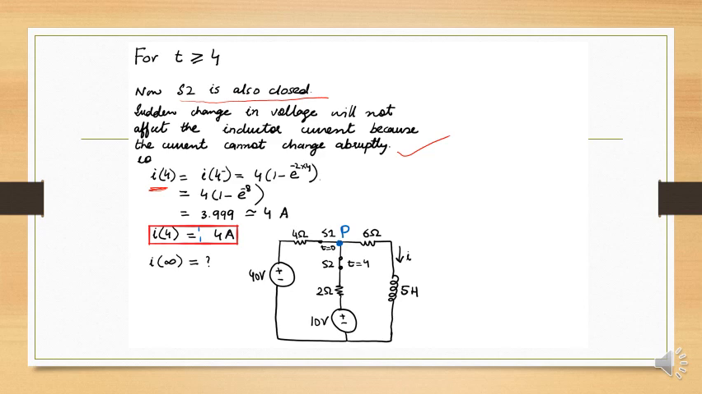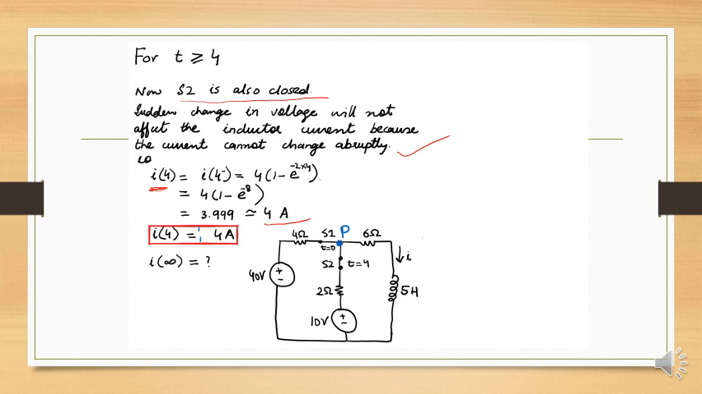I of 4 is equal to I of 4 negative, which is equal to 4 into 1 minus e raised to the power minus 2 into 4, putting just 4 instead of t in the formula we derived previously. We got I of 4 is equal to 4 amperes. Now, I of infinity. What is I of infinity?